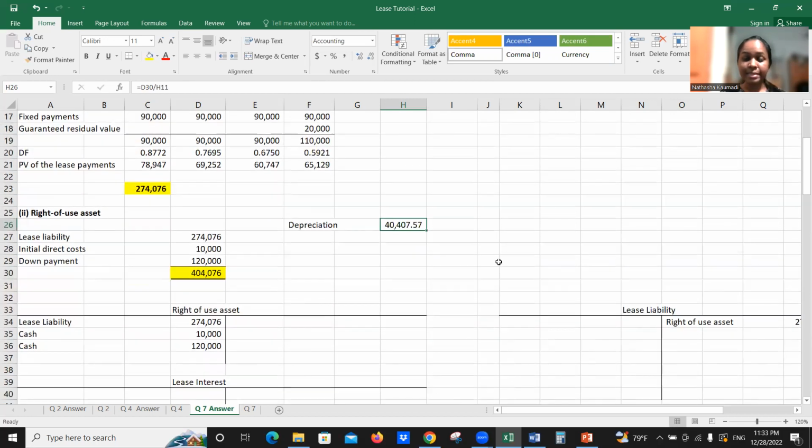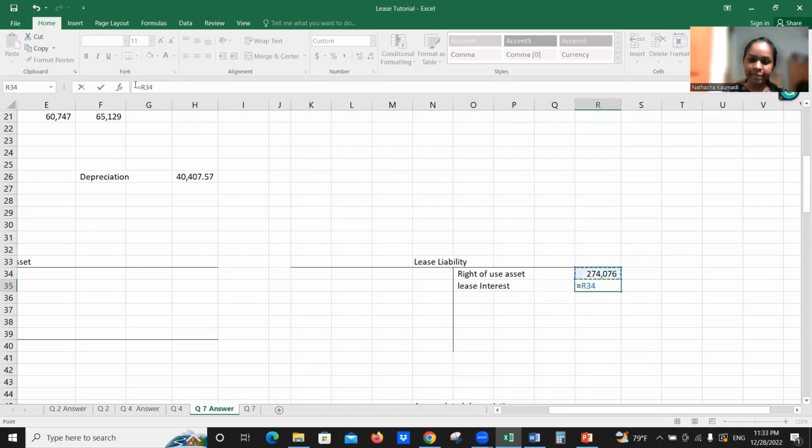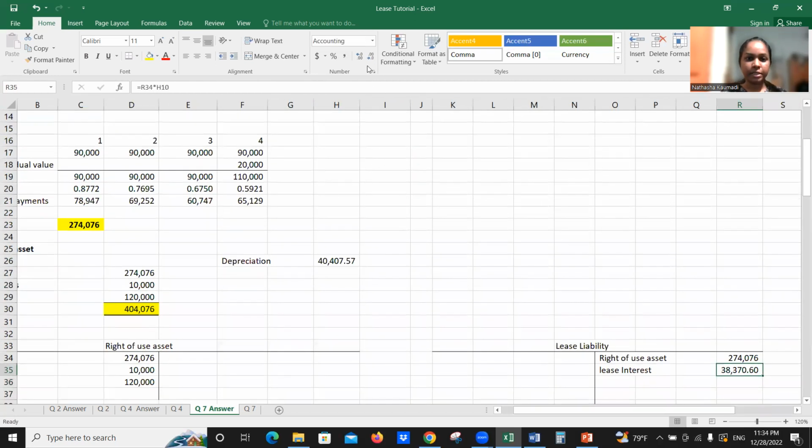Now I'm moving to the lease liability account. I'll show you how to continue this. As I told you, after recognizing the initial lease liability of 274,076, you now need to recognize the interest expense for the period. Interest expense for year 1. How to recognize that? Interest expense, lease interest. I show it as lease interest. It is an expense. How to compute? From the initial lease liability, you multiply this value by the rate given, 14%. That gives 38,371, the lease interest for year 1.